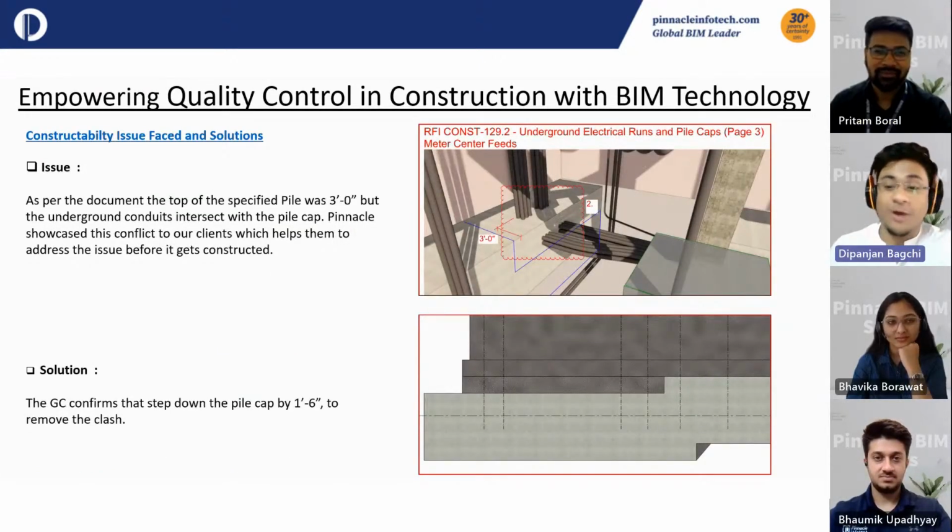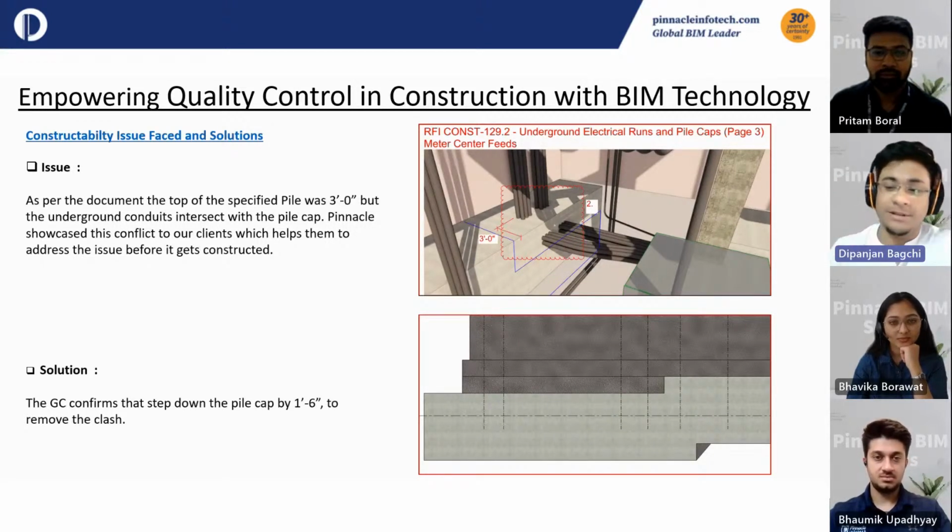Okay, just for the audience, I'm going to take some more detailed examples from the live projects that we are working on at Pinnacle. This is one of the coolest examples that you can see here. Basically what is happening is there's a pile cap over here. Let me just go to the scenario at once. There is a pile cap here.